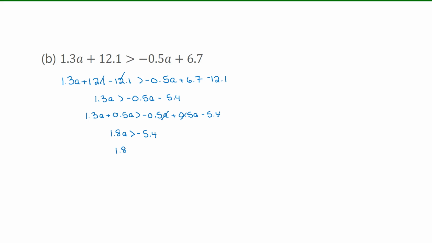Now I need to divide both sides by 1.8, and I get my answer. a is greater than negative 3.